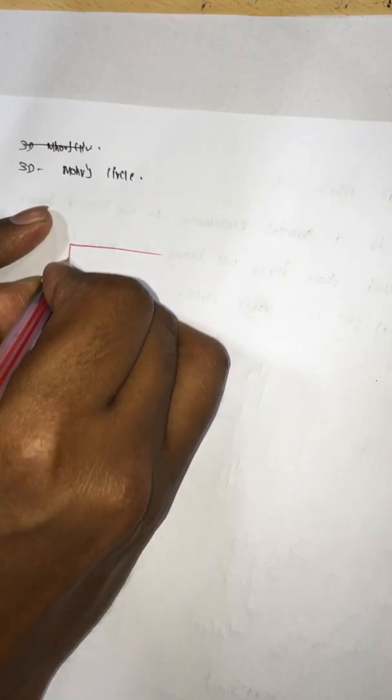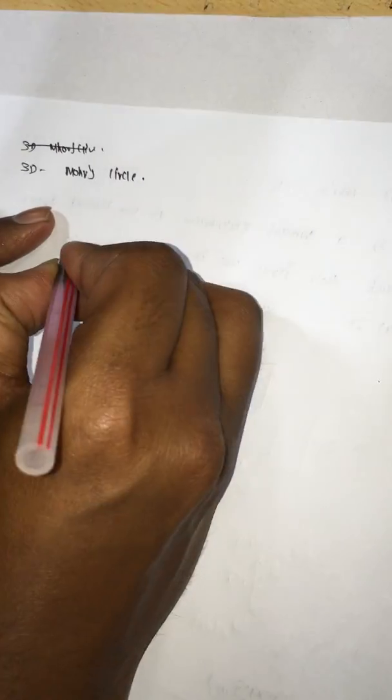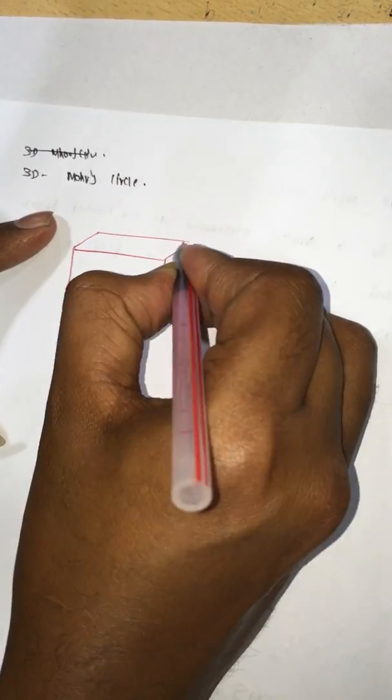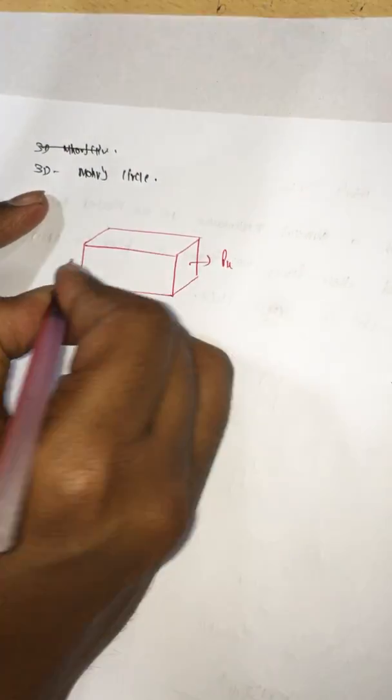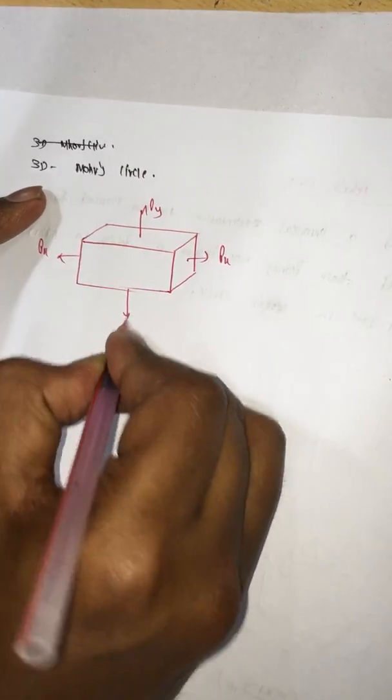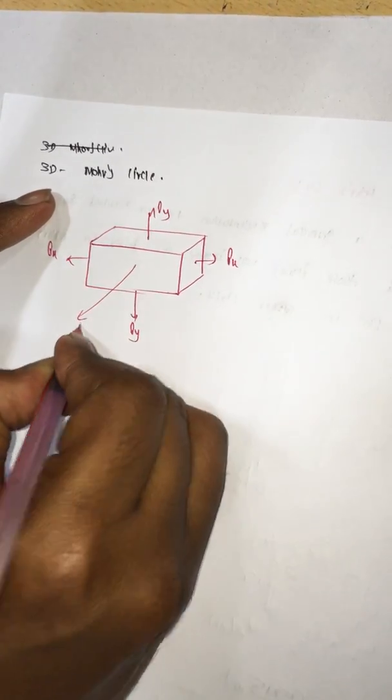Now I am discussing the 3D Mohr circle. Okay, let us take a 3D body. It is not a 3D element. This is my 3D body. I am having loads px, py, and pz.